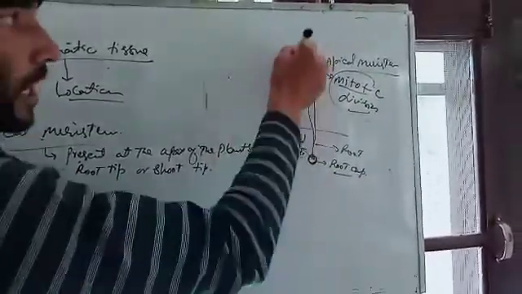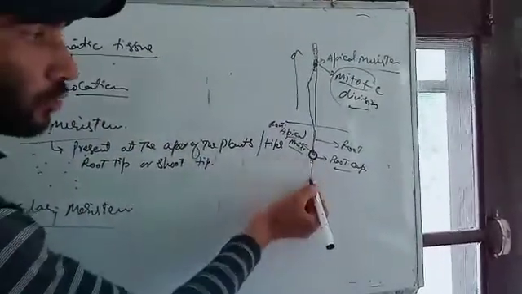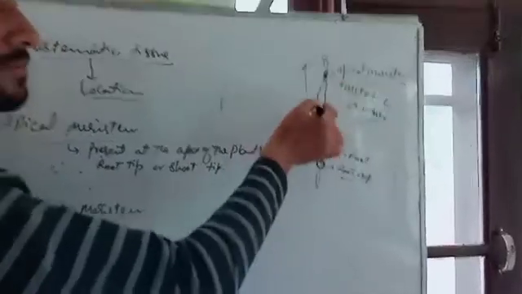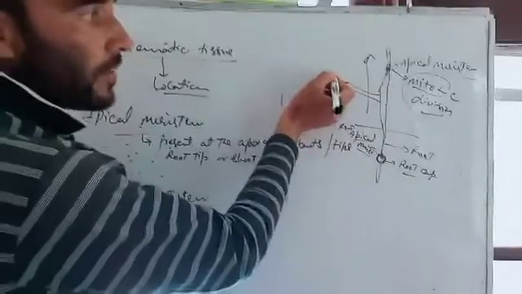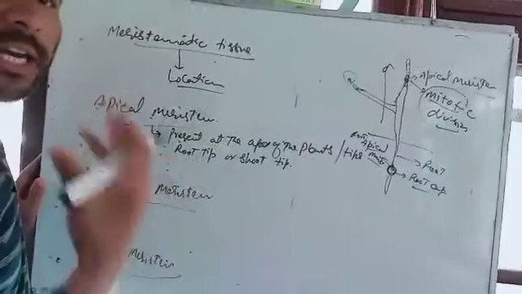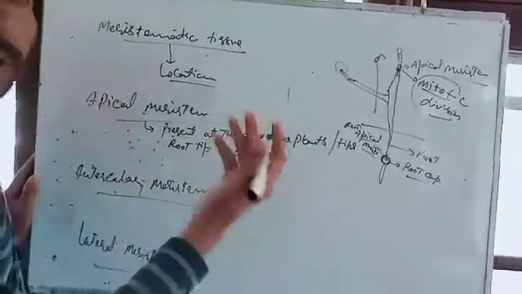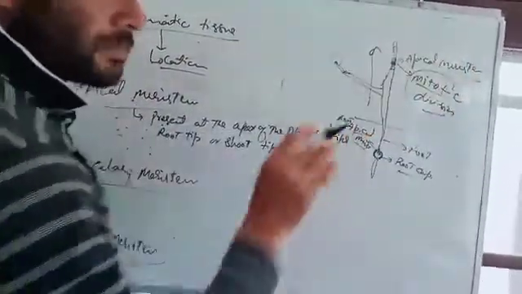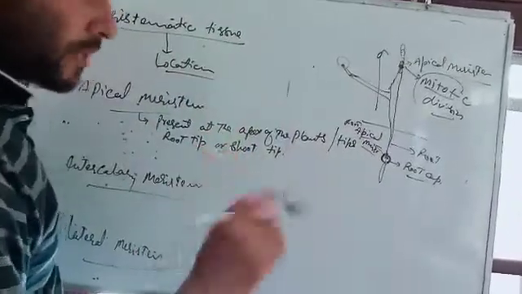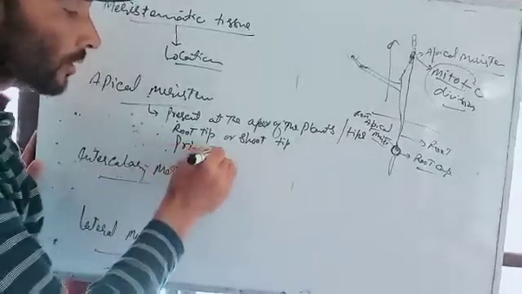That means growth in height occurs by the apical meristem, both in case of roots and shoots. The apical meristem can also be present on the branch tip. If there is a branch and the branch has a tip, here also apical meristem is present. That means on every tip of the plant, whether it may be root tip, shoot tip, or any other tip, that tip has the meristematic tissue or apical meristem. And this apical meristem helps us in the primary growth.